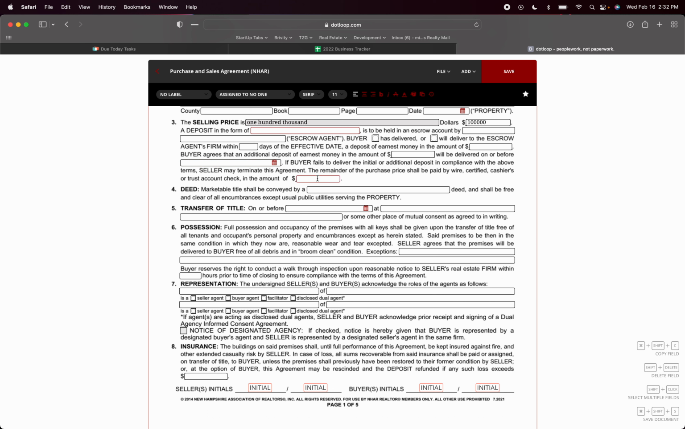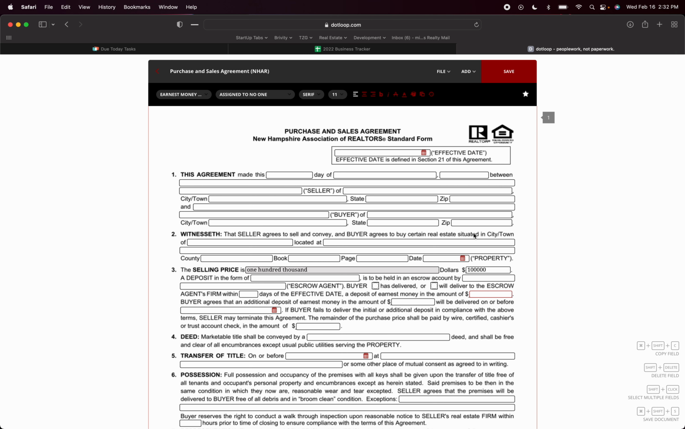This last blank in section 3 is where the math comes in. This is going to be the balance due at closing. So to get this amount, you're going to take the purchase price that we put up here, that $100,000, and then you're going to subtract either one or both escrow deposits if there are two escrow deposits. So if, for instance, we put $5,000 as a first deposit and $5,000 as a second deposit, the balance that you're going to put here would be $90,000. So that's just that $100,000 minus the two $5,000 deposits, and now you get the balance due at closing.